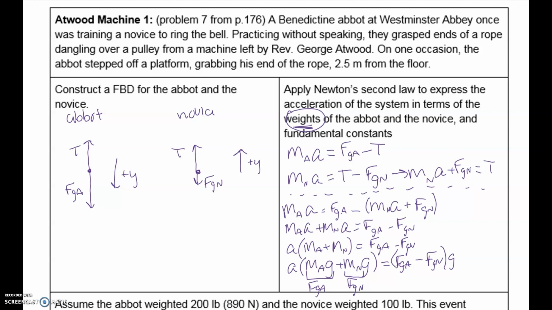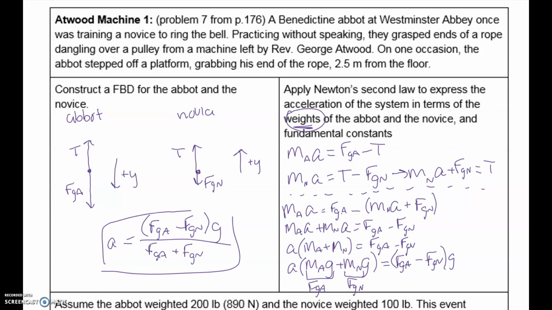So then our last mathematical step is just to divide, and I'm running out of room, so I'm going to write it here to the left. Divide both sides by my expression here in parentheses. So in the end, my acceleration is going to be the weight of the Abbot minus the weight of the Novice times acceleration due to gravity, divided by the weight of the Abbot plus the weight of the Novice. And there's my expression.